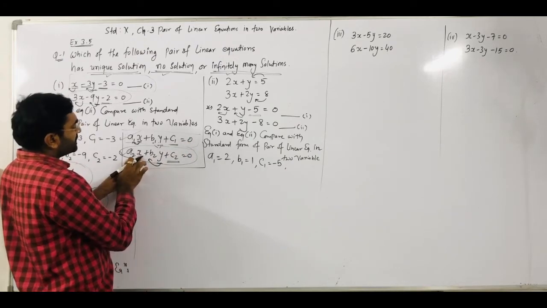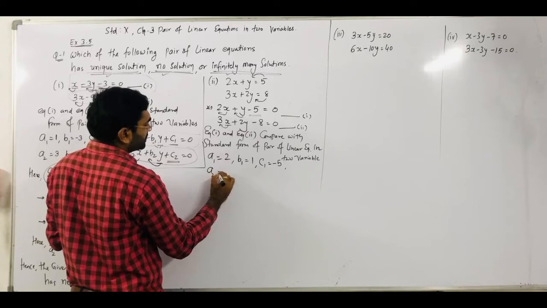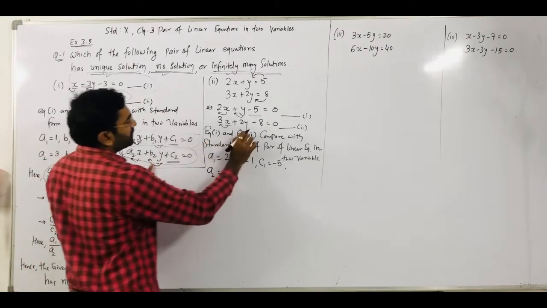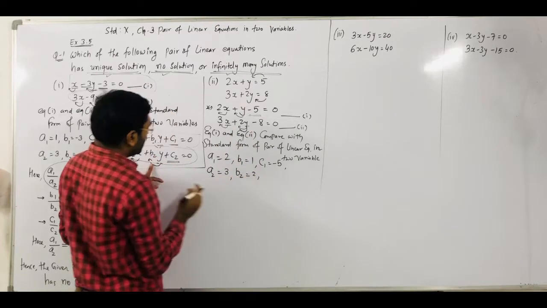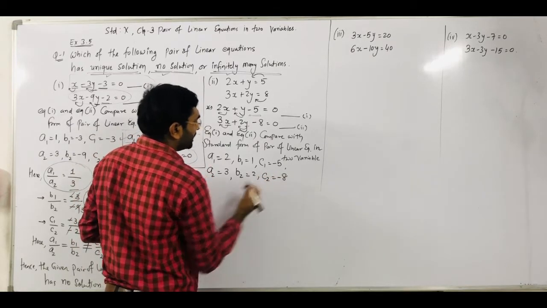Now from the second equation comparison we get the A2, B2 and C2 values. The A2 value represents the x coefficient. In the second equation the x coefficient is 3, so the A2 value is 3. The B2 value is the y coefficient. Here the y coefficient is what? Plus 2. So the B2 value is 2. And the C2 value is minus 8.